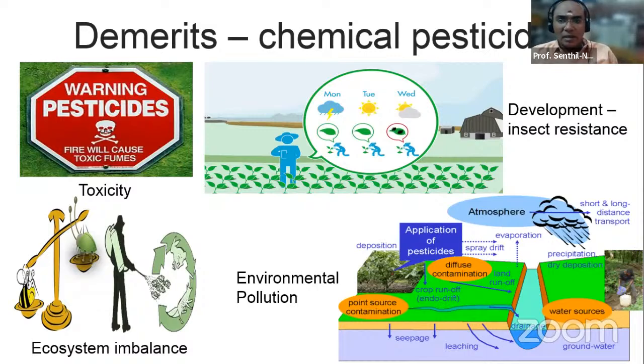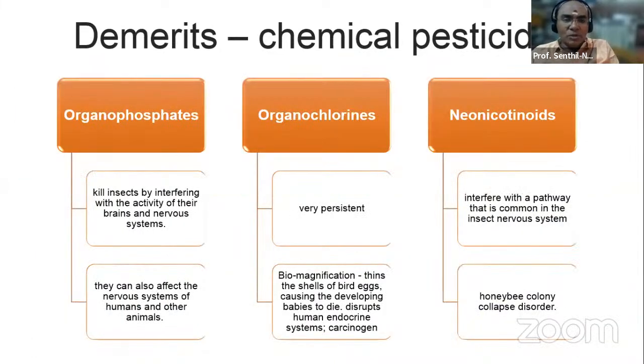So to overcome the pesticide problem, and then toxicity leads to ecological imbalance and creates environmental pollution. So application of pesticide, point source contamination, off-use contamination, atmospheric problems, water resource contamination, including groundwater problems. So these are the several different types of pollution caused by chemical pesticides. Apart from that, we are using organophosphates, organochlorides, and neonicotinoids, which were recently developed. These all pose a problem to human beings, not only human beings but non-target organisms, and also domestic animals, including birds and mammals, right?